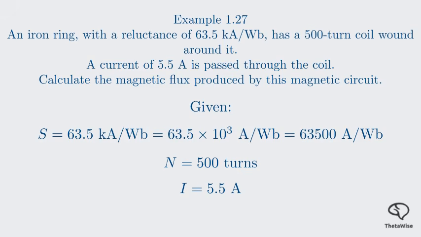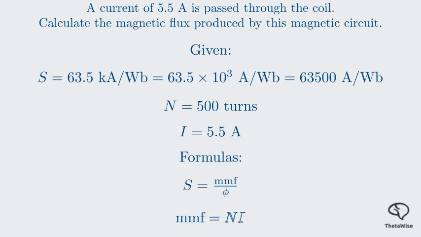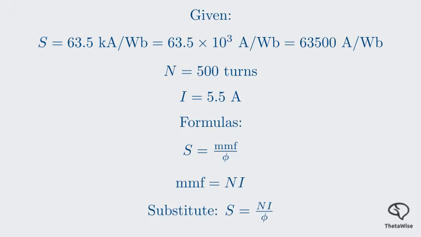We will use the formula for reluctance and then the formula for magnetomotive force. We know that reluctance S equals MMF divided by flux phi. We also know that MMF equals N times I. We can substitute the Ni expression for MMF into the reluctance formula. This gives us S equals Ni over phi.